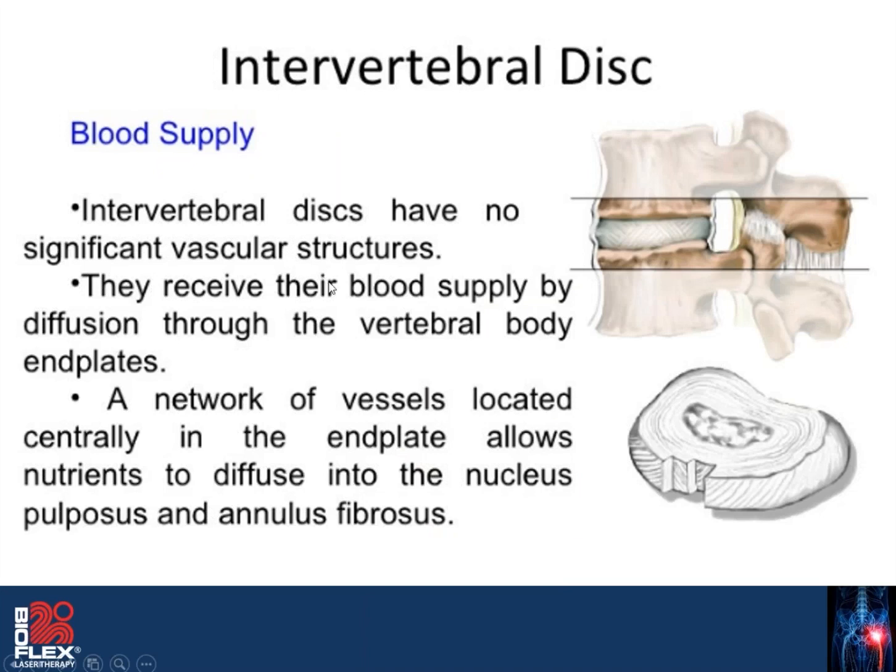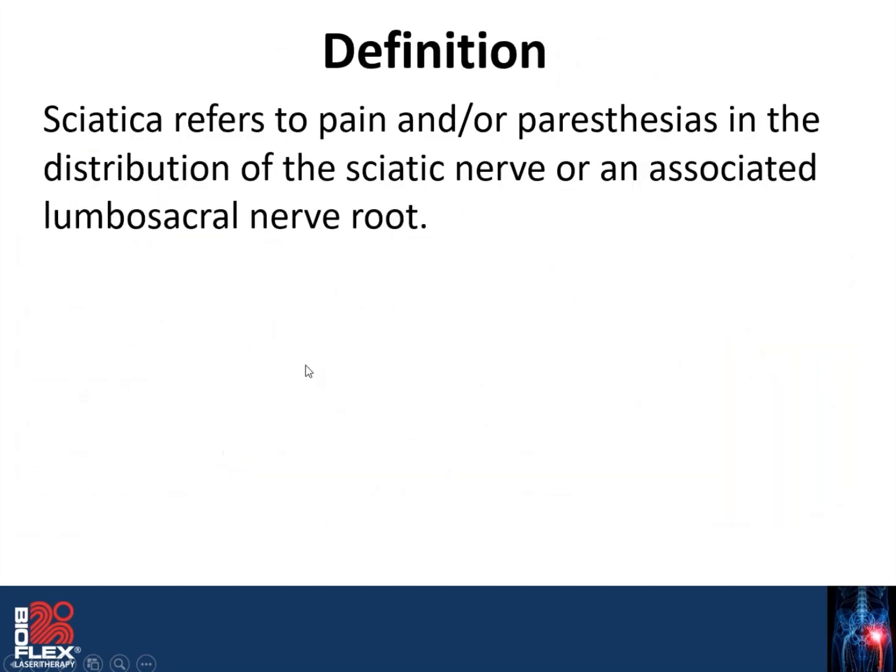Blood supply, as I mentioned earlier, there's no actually specific vascular blood supply of the disc. It receives it through diffusion through the vertebral body end plates. There are a network of blood vessels centrally in the end plate of the vertebrae, and allows these nutrients to diffuse directly into the nucleus pulposus and annulus fibrosus. So again, one needs to understand that if you have an injured disc, it ain't healing very quickly.